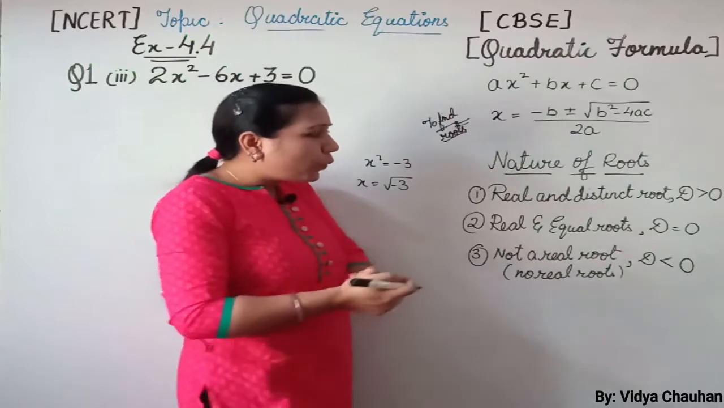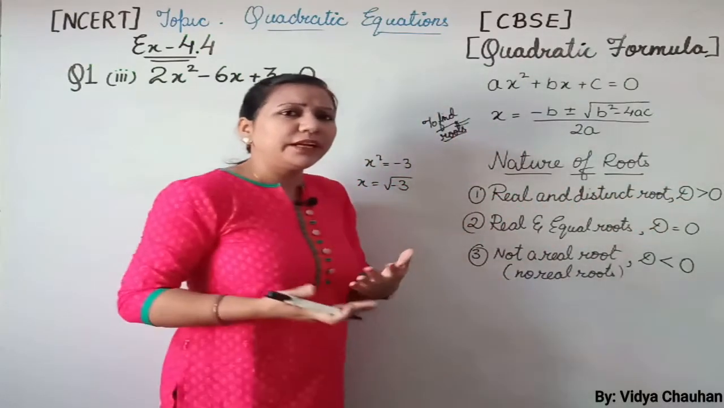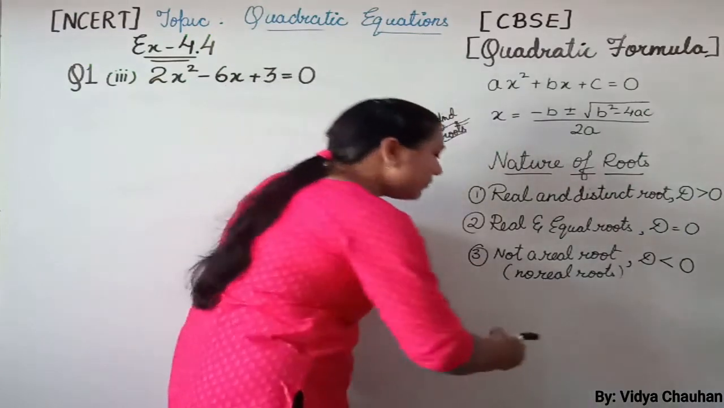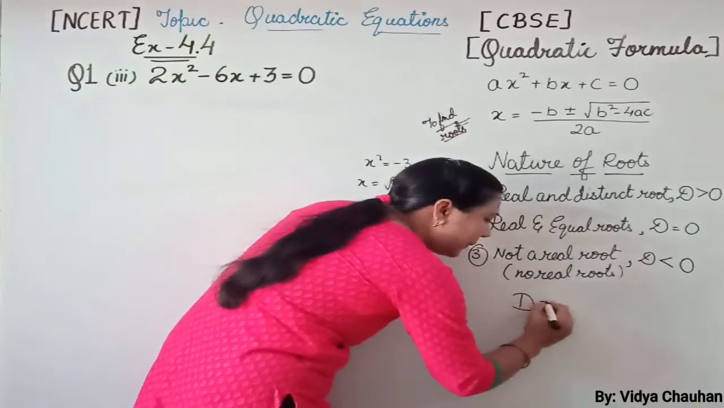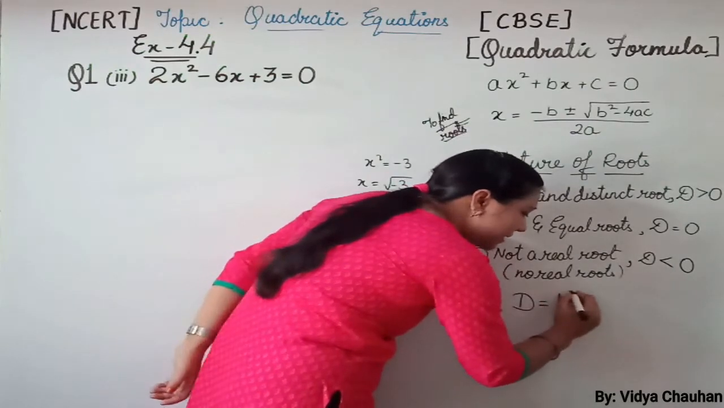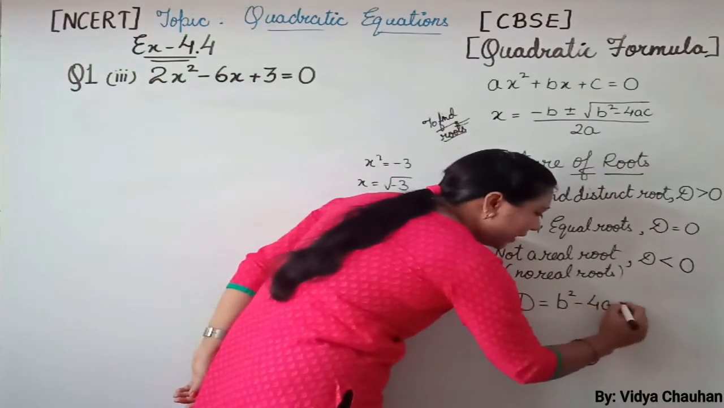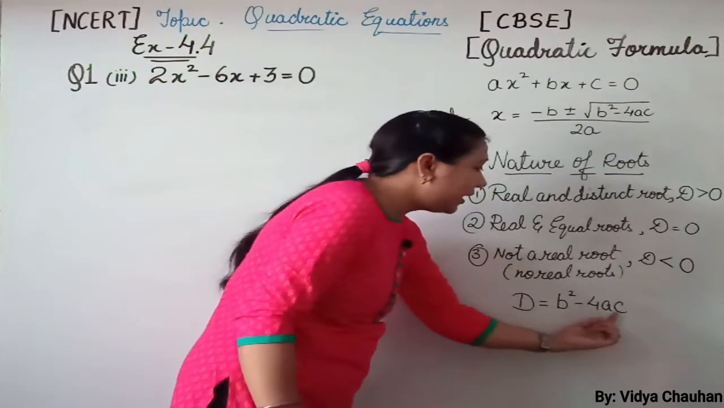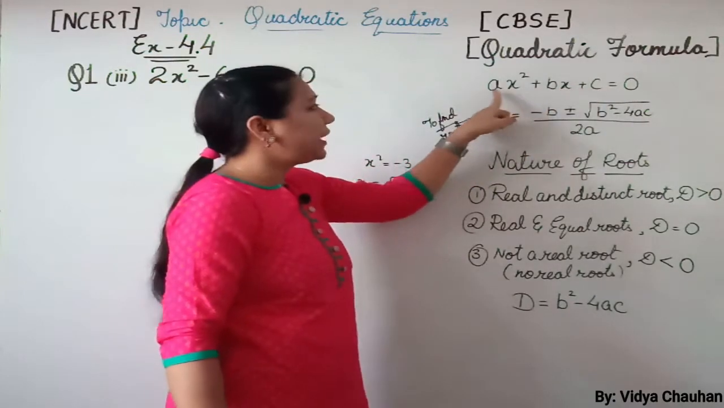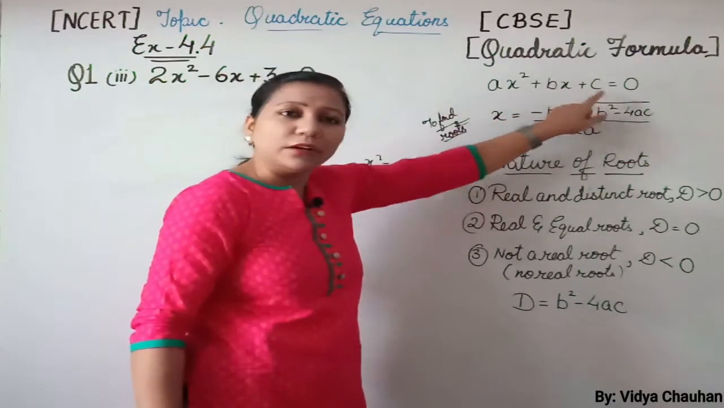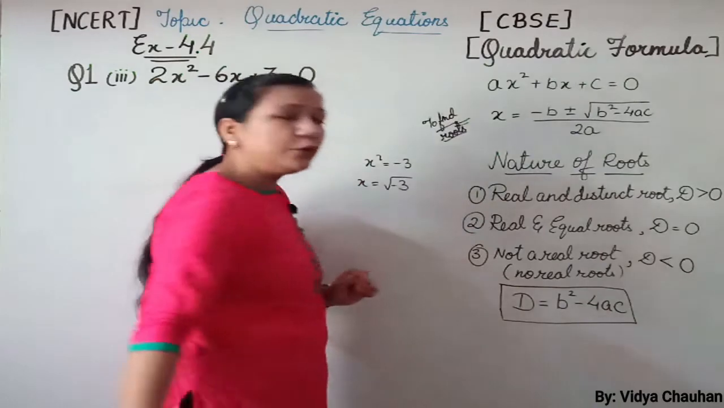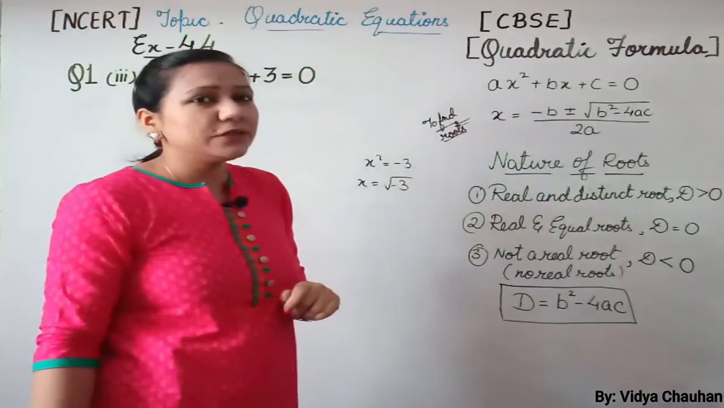Now you must be thinking, what is D? Fine, D is the discriminant as I told you. But how are we going to find the value of discriminant? Yes, we have a formula for discriminant also. Discriminant D is equals to b square minus 4ac, where a, b and c are the coefficient of x square, the coefficient of x and the constant term. So you can find the value of the discriminant by using the formula b square minus 4ac.